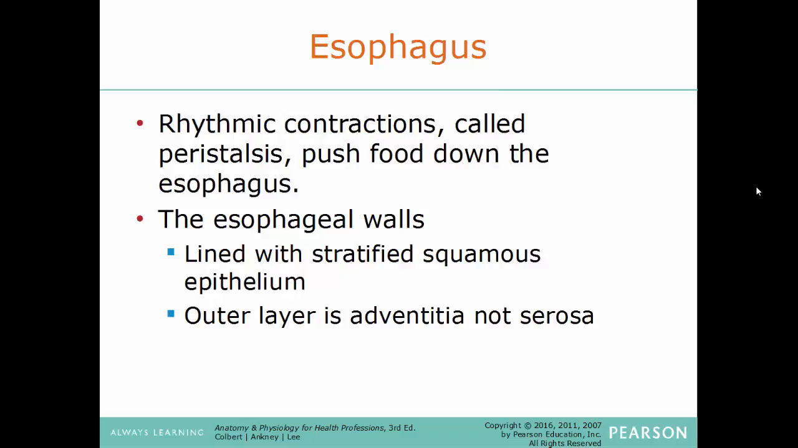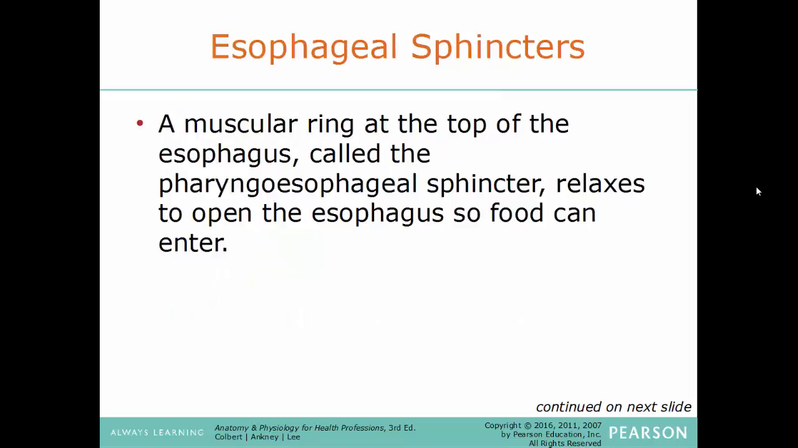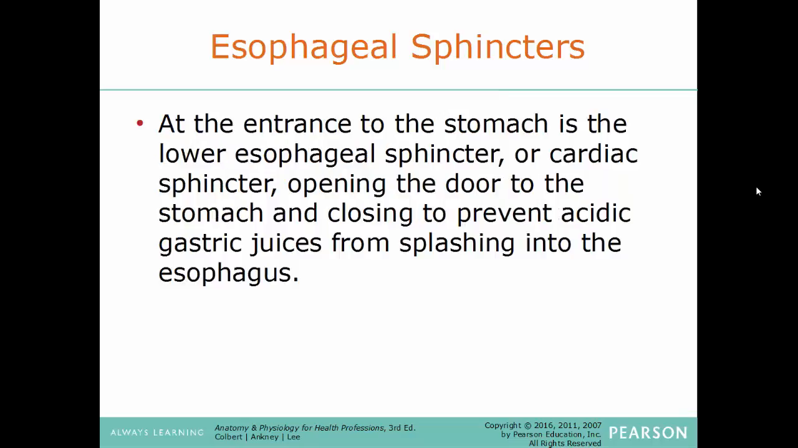Now the walls of the esophagus will be lined with stratified squamous epithelium. Now you want this area to be thicker for protection, because as you have a bolus traveling down, if the walls of the esophagus are too thin, they would suffer a lot of damage every time that you swallowed anything. The outer layer of the esophagus is adventitia, not serosa. There's a muscular ring at the top of the esophagus called the pharyngoesophageal sphincter, and when it relaxes, the esophagus will open so food can enter. Now at the other end, there's a similar structure called the lower esophageal sphincter, also known as the cardiac sphincter.